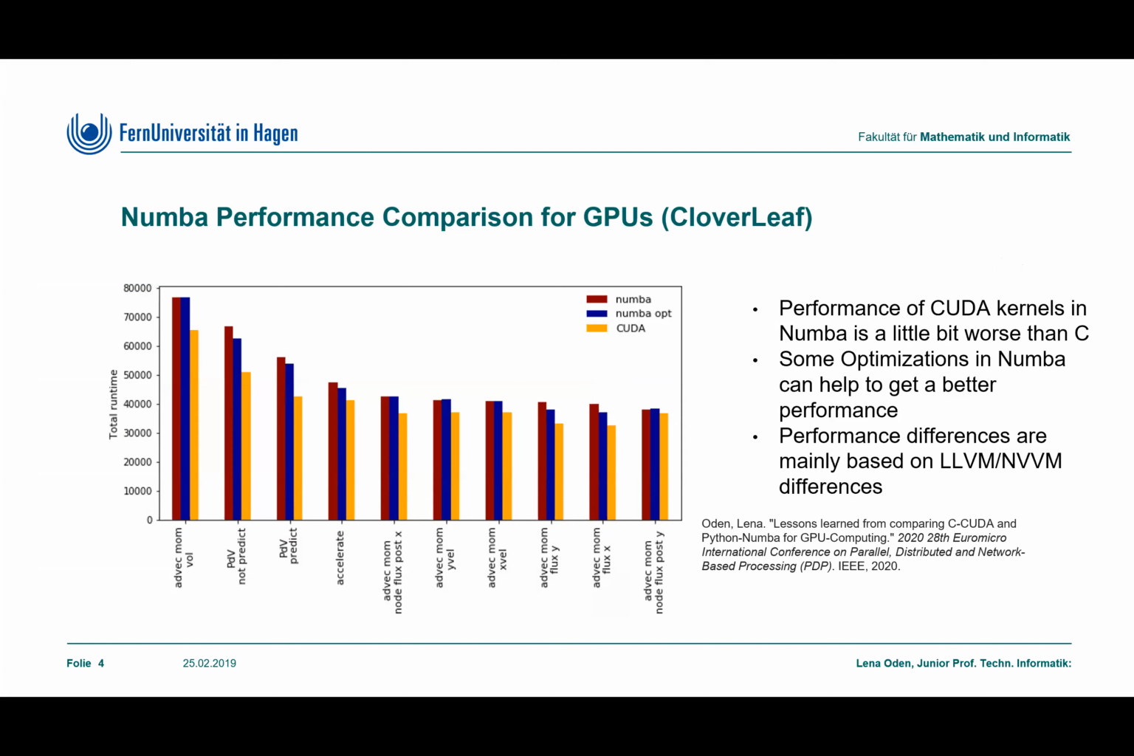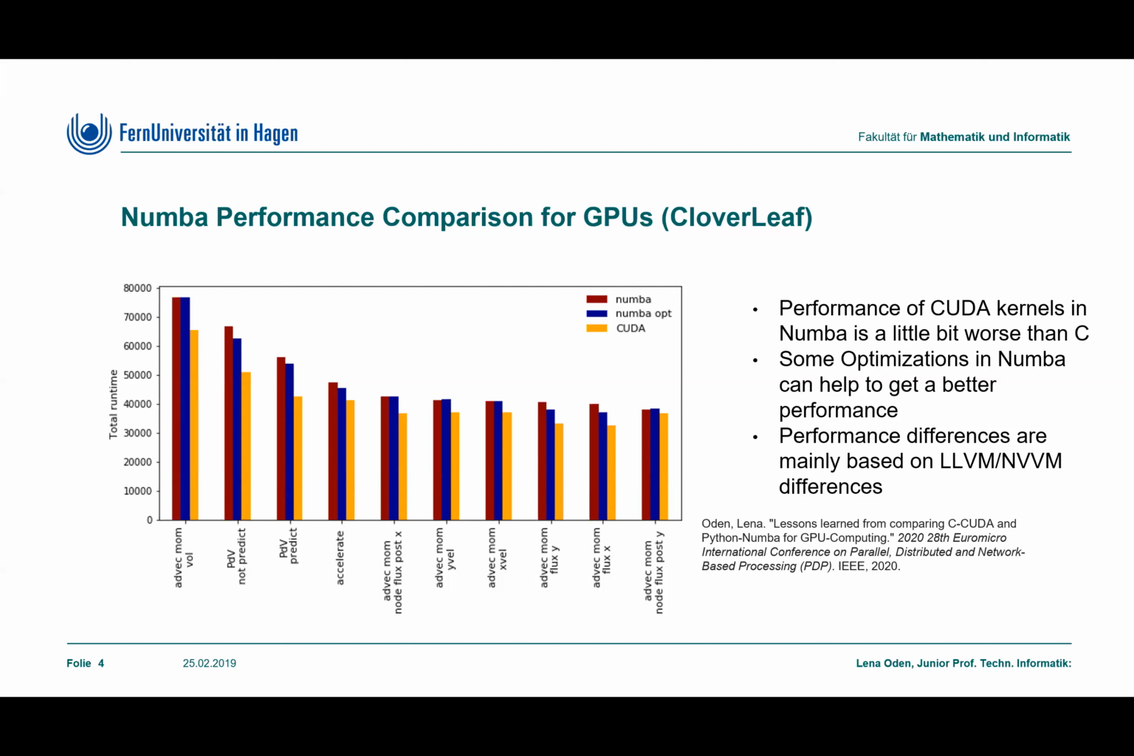What you can see here is that for the performance of Numba, that's the total runtime, so smaller is better, bare metal C CUDA is always better than Numba. We did some optimizations inside Numba to get a little bit better performance, but basically bare metal CUDA always stays faster. So if you really want to get good performance, you still have to go back to C, but to get some experience, to try yourself out, this Python way is always a nice way because it's just easier to learn.